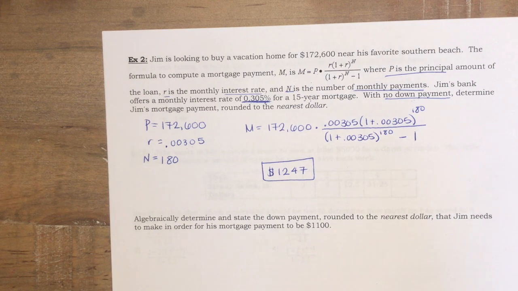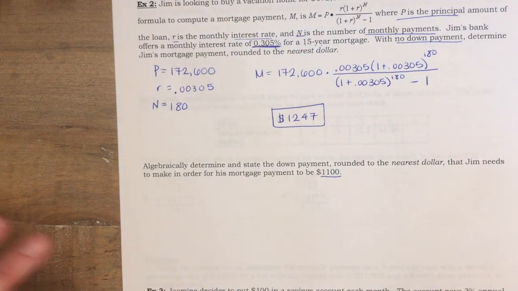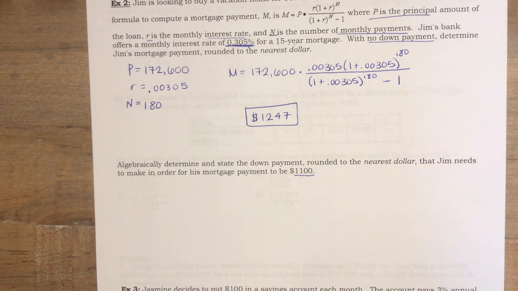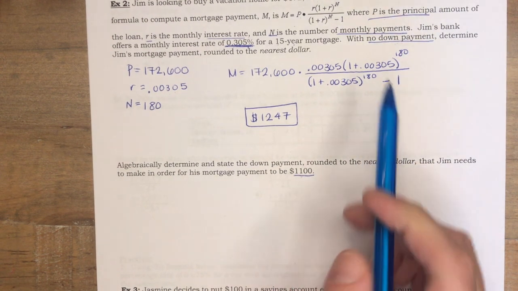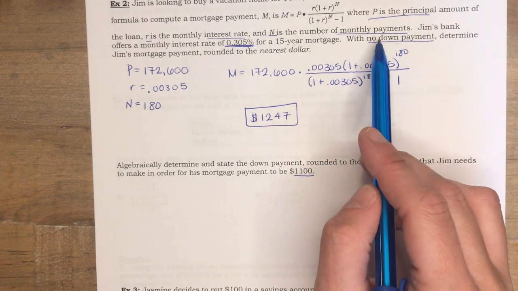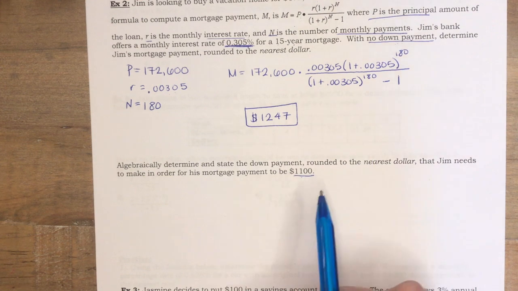Okay. All right, so now it says algebraically determine and state the down payment rounded to the nearest dollar that Jim needs to make in order for his mortgage payment to be $1,100. So now let's say he looks at this and he's like, oh, that's a little too much. I can't handle $1,247 every month. So I'm going to need to lower my monthly payment. Well, in order to lower your monthly payment, that means you have to have a lower principal. And to get a lower principal, you need to come up with a down payment. So you need to somehow come up with some cash to put down so that your principal is lower, so that your monthly payment will be lower.